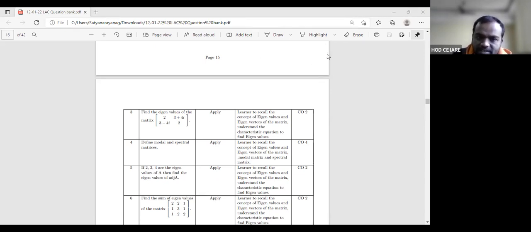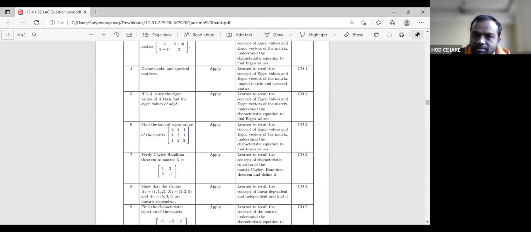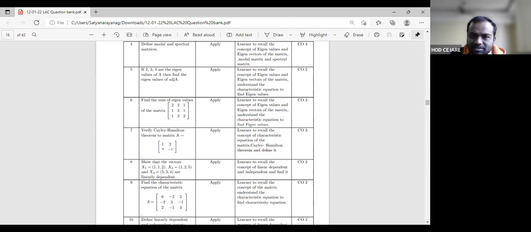Next, find the sum of the eigenvalues of the matrix. Sum of the eigenvalues means the trace of the matrix. The sum of the eigenvalues is equal to the trace of the matrix, and the product of the eigenvalues is equal to the det of the matrix. So అదొకటి మనం రాసేసుకుంటే సరిపోతుంది. Verify the Cayley-Hamilton theorem, ఆల్రెడీ చేసిన ప్రాబ్లమే 1 2 2 -1.